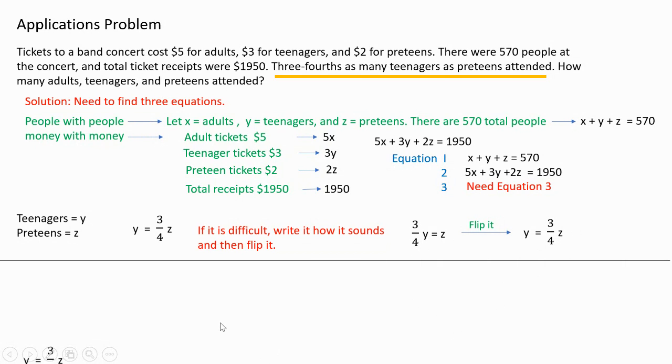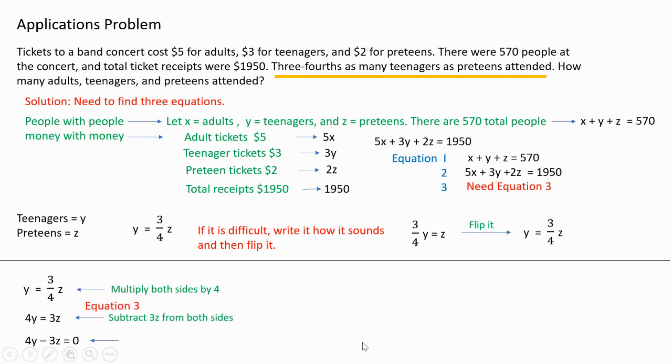So now, how do we find the third equation? Because we don't like to have fractions there, we're going to multiply both sides by 4. Why 4? Because we don't want to have a fraction here. So 4 times y is 4y, and 4 times 3/4 z, the 4's will cancel, so we got 4y equals 3z. But I need to let it equal 0, because remember, guys, it has to be something x plus something y plus something z equals a number, right? So we subtract 3z from both sides. And that's equation number 3.